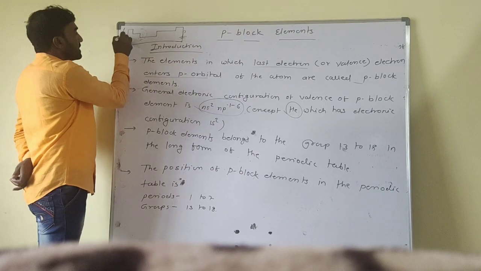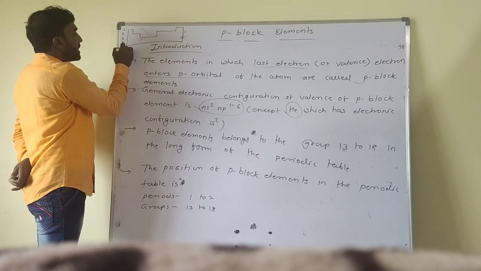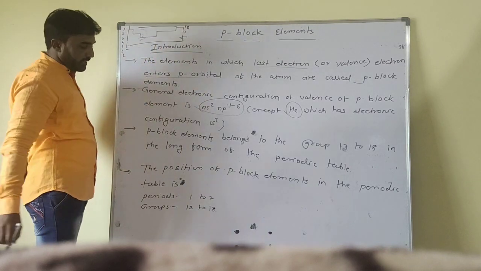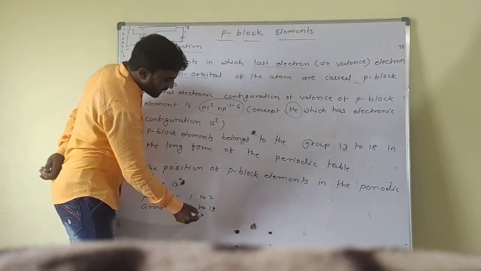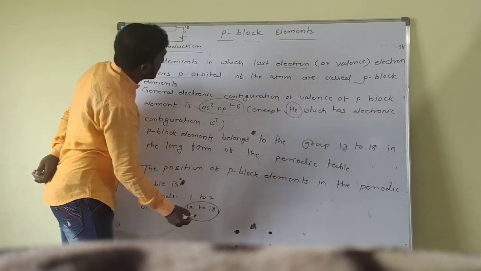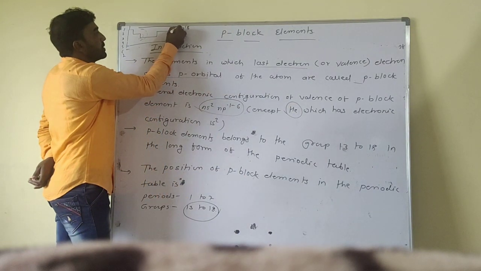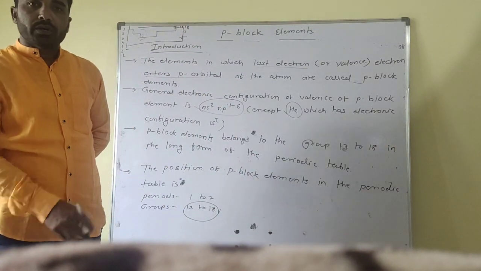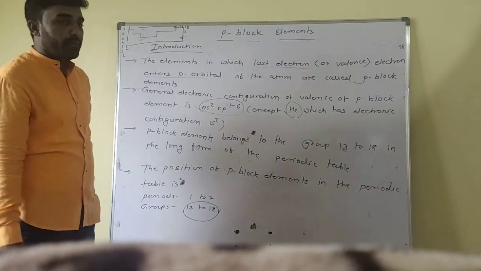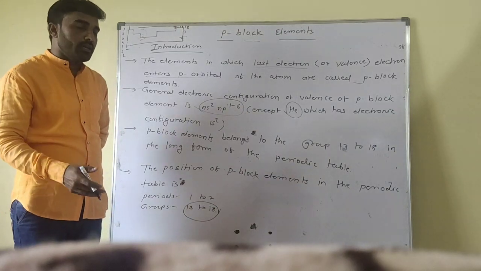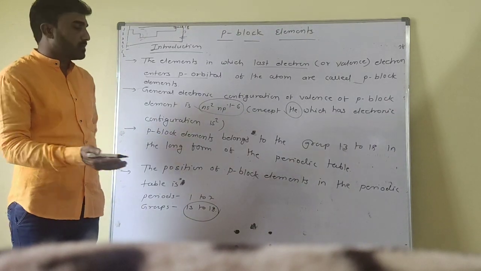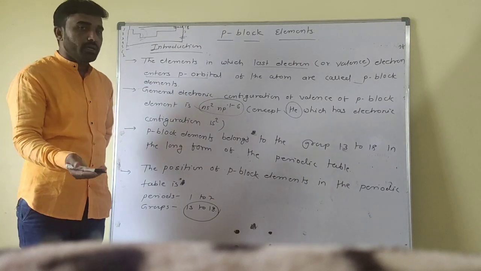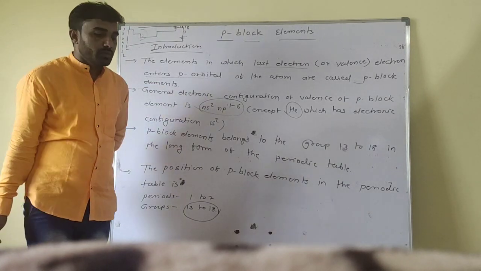So in the periodic table, periods are 1, 2, 3, 4, 5, 6, 7 and groups 1 to 18. But the P block elements are present in groups 13 to 18 of the periodic table. So this is the introductory part of the P block elements. Now these lectures continue; in the previous lessons, write down short notes, and we continue with another point.